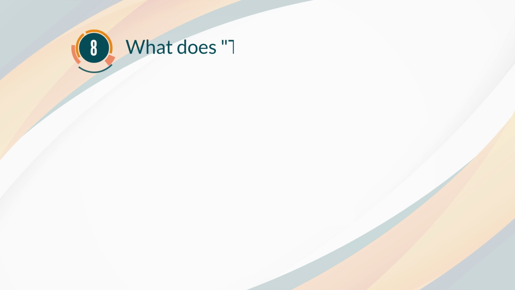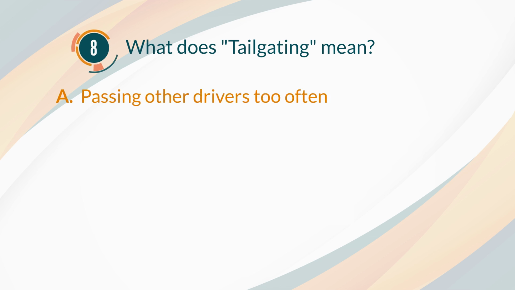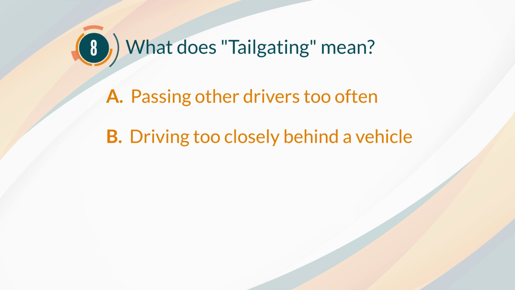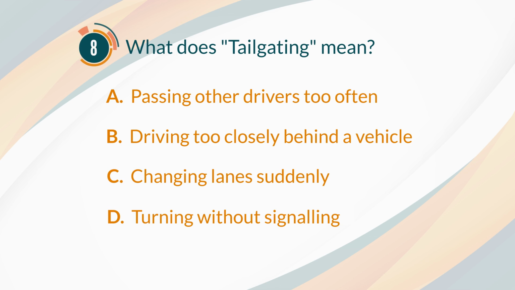Number 8. What does tailgating mean? A. Passing other drivers too often. B. Driving too closely behind a vehicle. C. Changing lanes suddenly. D. Turning without signaling.